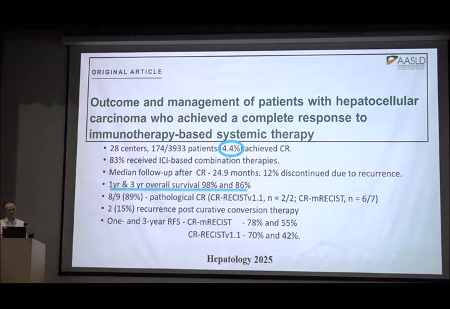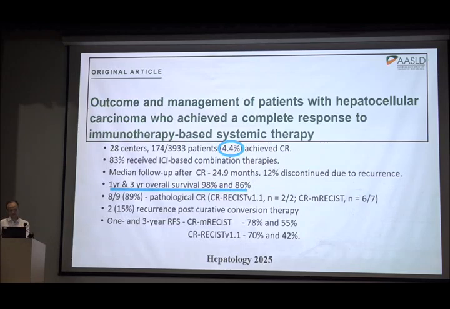In this study, the median follow-up was close to 2 years, and 12% of patients had to discontinue the therapy because of recurrence. So despite achieving complete response and continuing the ICI therapy, 12% of patients still had recurrence of the tumor. The 1-year and 3-year overall survival was very good, 98% and 86%.